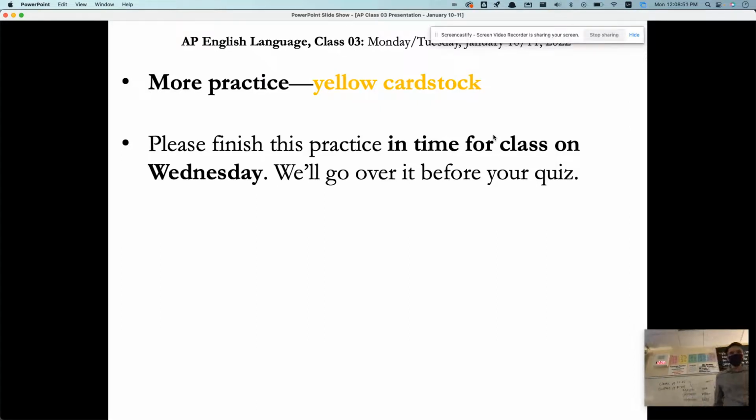You can have the rest of this period to work. I am available to you if you have any questions. We'll go over this right before the quiz on Wednesday. It'll be pretty much the same class structure as we did today.